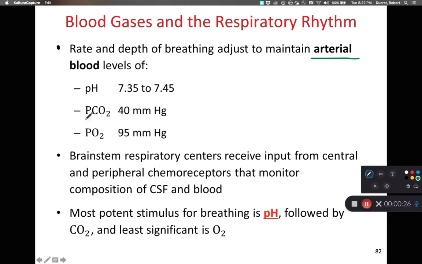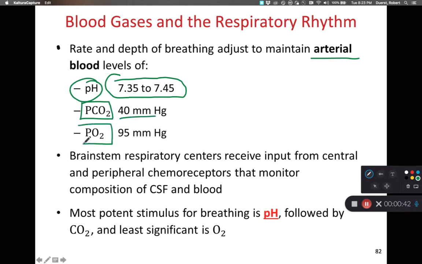So let's talk about our homeostatic set points. Our blood pH needs to fluctuate between 7.35 and 7.45. Too high, we have alkalosis. Too low, we have acidosis. Our blood carbon dioxide partial pressures need to be approximately 40 millimeters of mercury, and our blood oxygen partial pressures need to be approximately 95 millimeters of mercury. So these are our predefined set points.